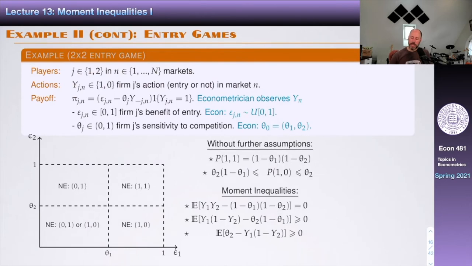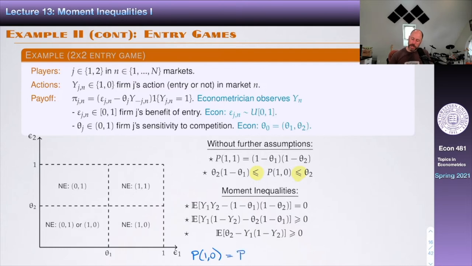We can do the same for 0, 1, but since in this case 0, 1 is 1 minus the other two, you don't need to do it. And so we have a model with one moment equality, which is coming from here, and two moment inequalities coming from these two.